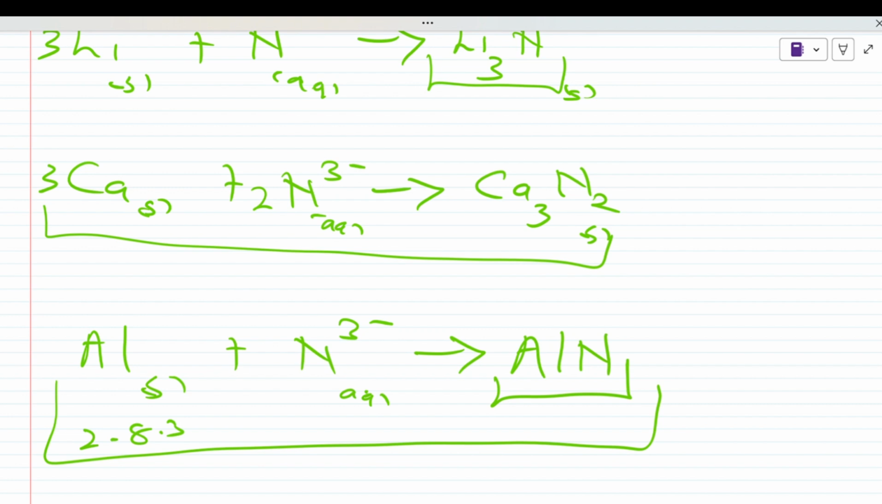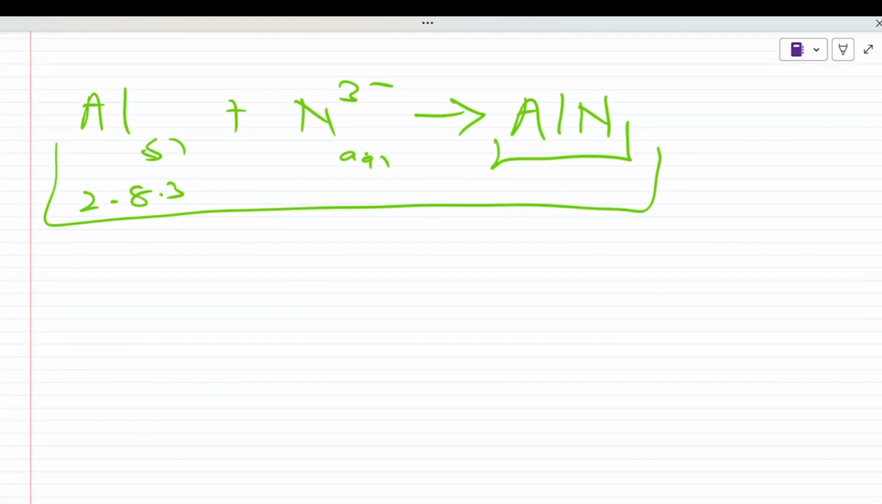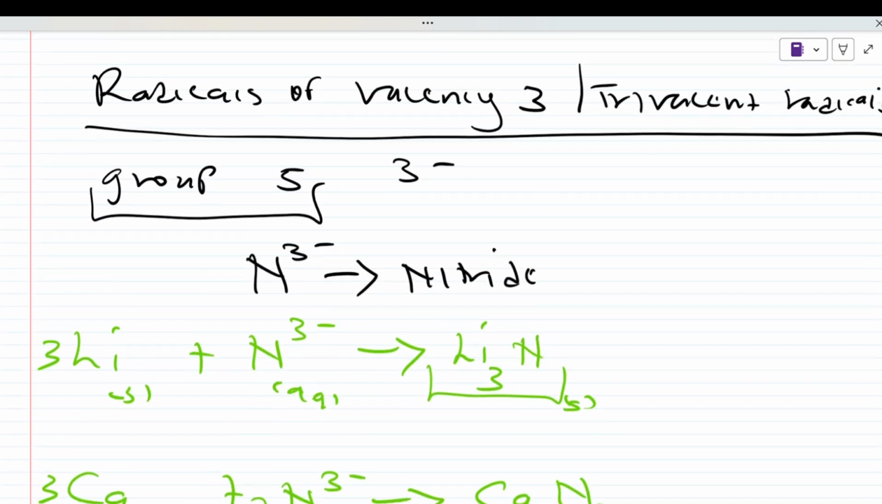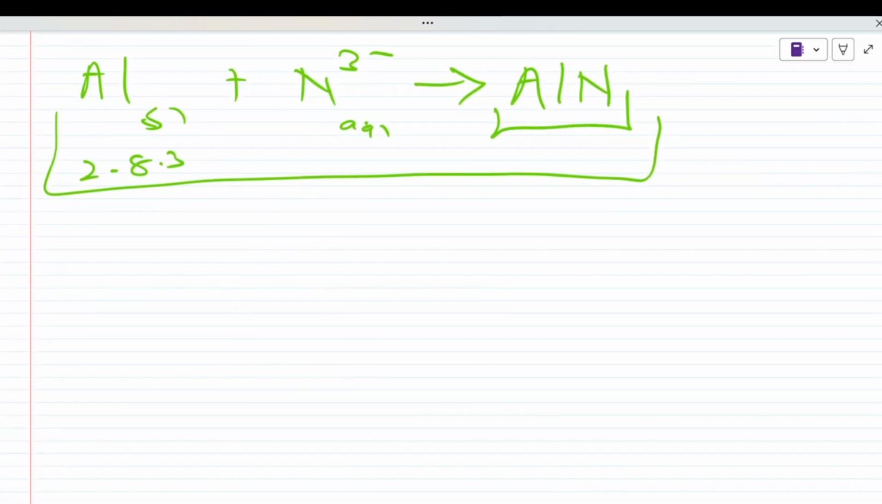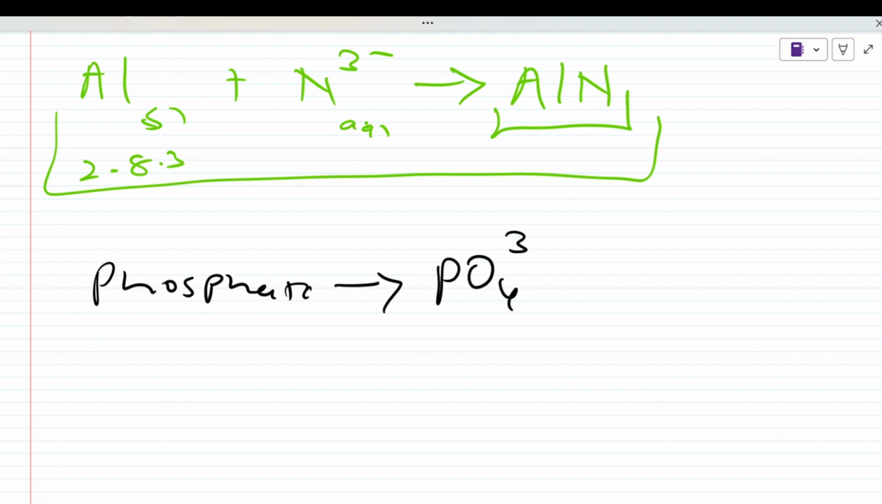Now, the last one that I'm going to talk about under trivalent radicals is phosphate. The last one is phosphate, and phosphate is a very nice compound, and it is found in so many areas, and we use them in a variety of ways in life. So it is a phosphate. Phosphate is a trivalent radical, and we write it as PO4 minus. This is a phosphate.